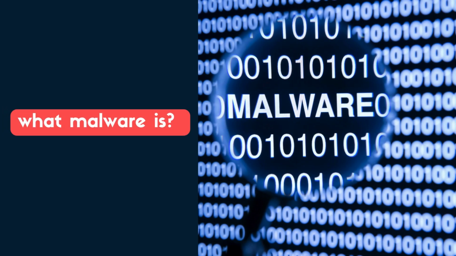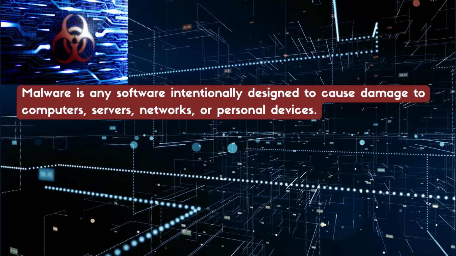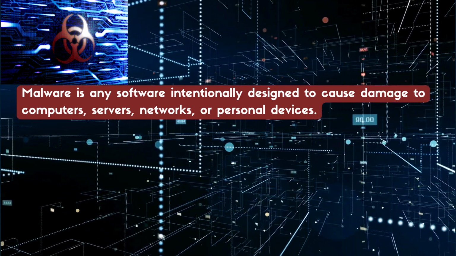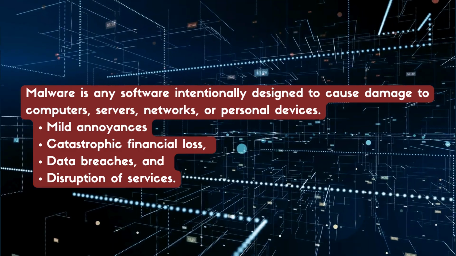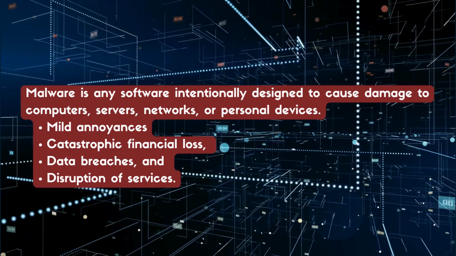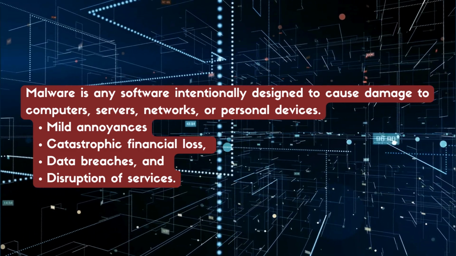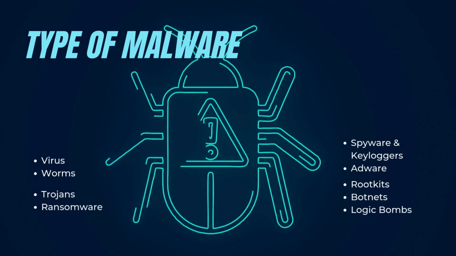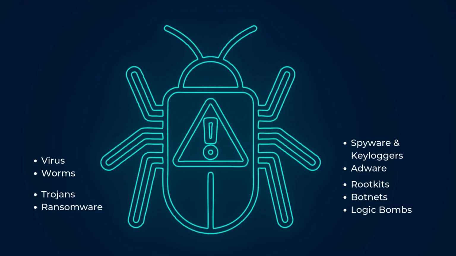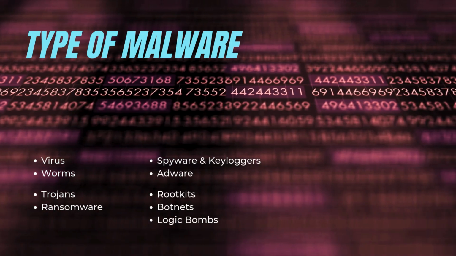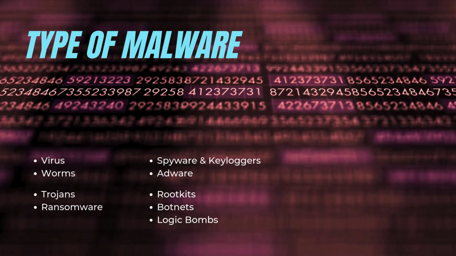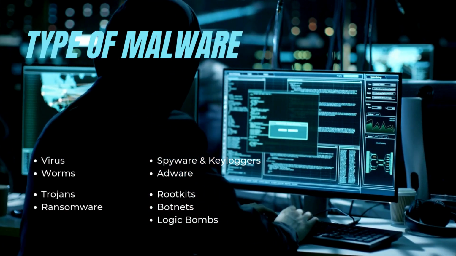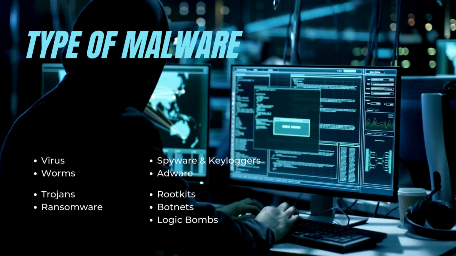First, let's define malware. Malware is any software intentionally designed to cause damage to computers, servers, networks, or personal devices. Its impact ranges from mild annoyances to catastrophic financial loss, data breaches, and disruption of services. Let's dive deeper into its various forms. Malware comes in many different types, each designed to cause harm in unique ways. Understanding the characteristics and behavior of these types can help us defend against them more effectively. Let's explore some of the most common types of malware.